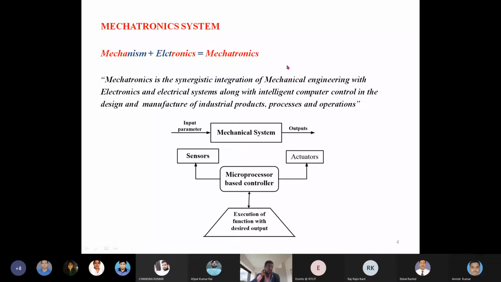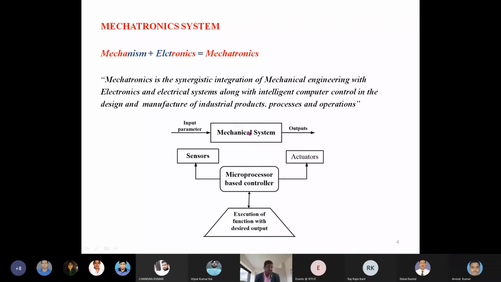This was first developed in Japan in the year 1960, and at that time it was also called a smart system. You can find applications of mechatronics in almost all fields of engineering. The basic definition goes like this: mechatronics is the synergistic integration of mechanical engineering with electronics and electrical systems, along with intelligent computer control in the design and manufacture of industrial products, processes and operations.